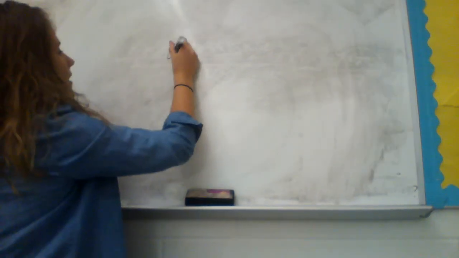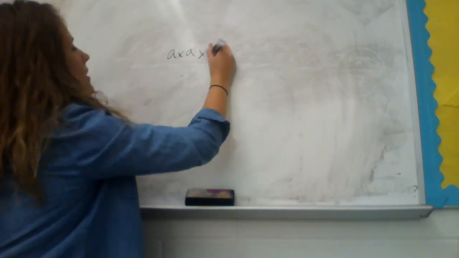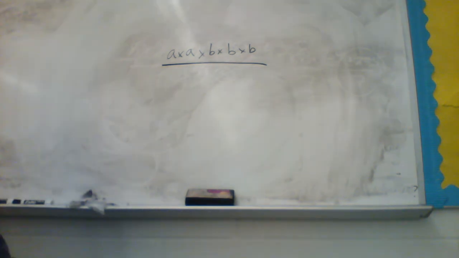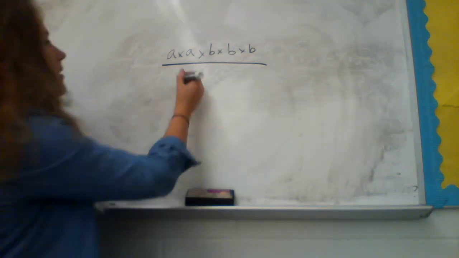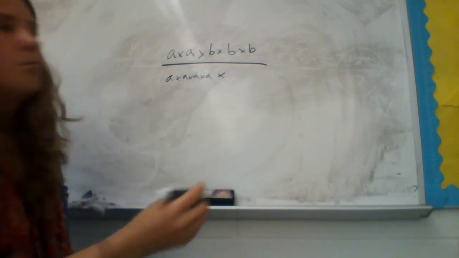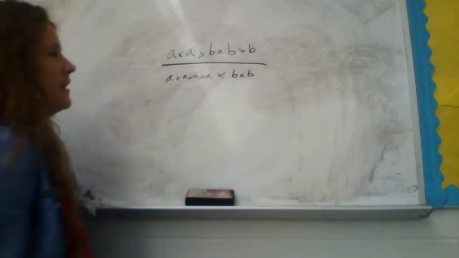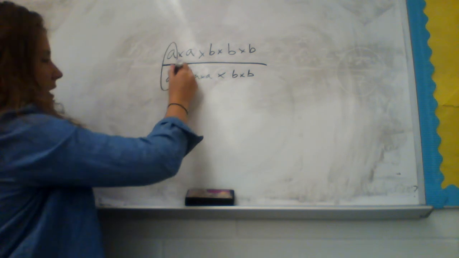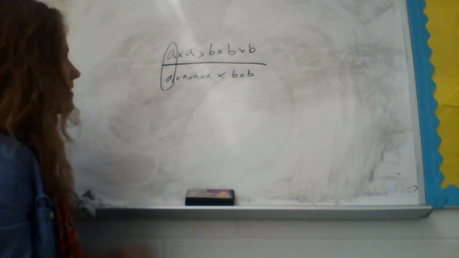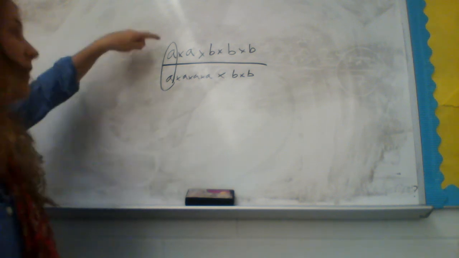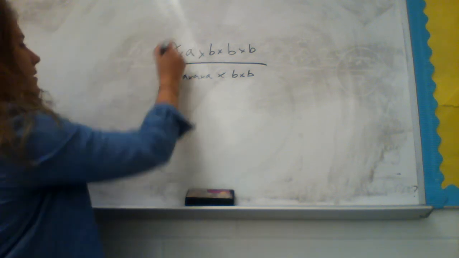I have A times A times B times B times B divided by A times A times A times A times B times B. This time I have variables. They work the same way. A divided by A is going to cancel out. It doesn't matter what A is. If A is 12, 12 divided by 12 will cancel out. If A is 5 million, 5 million divided by 5 million will cancel out.